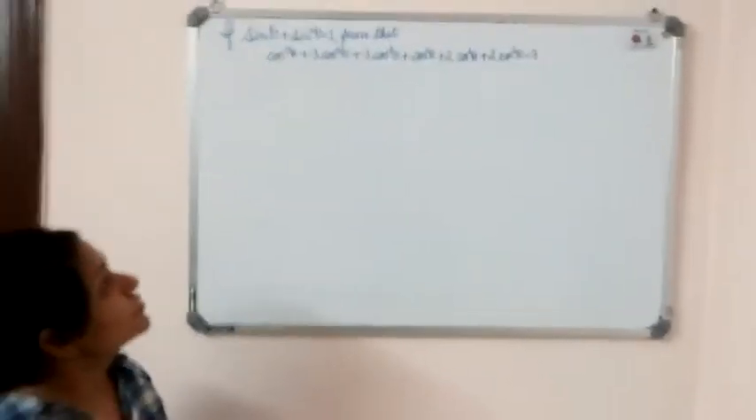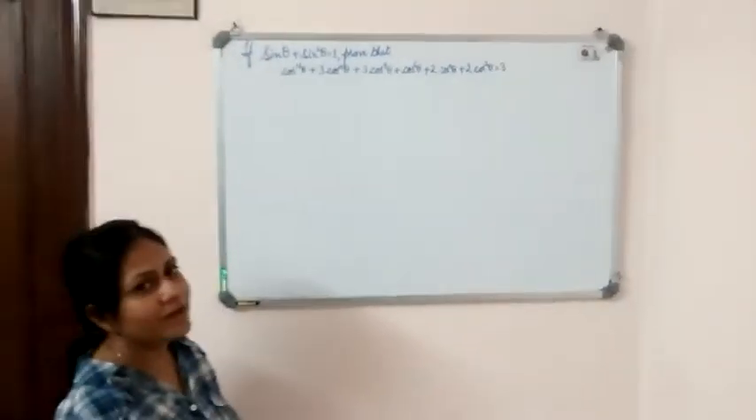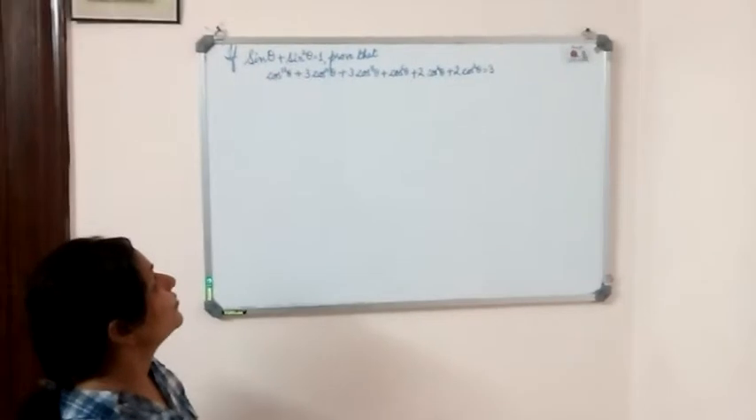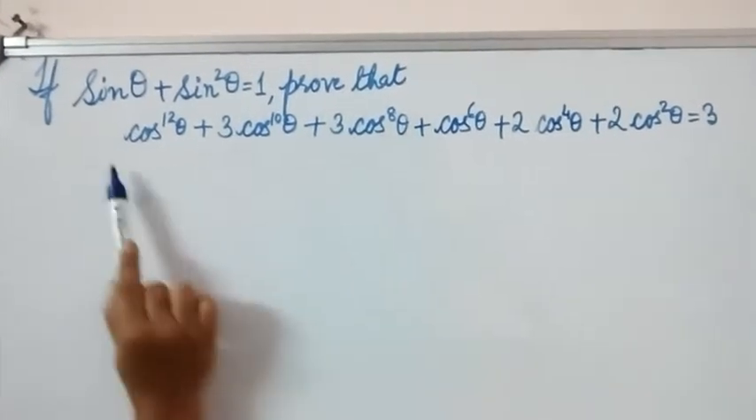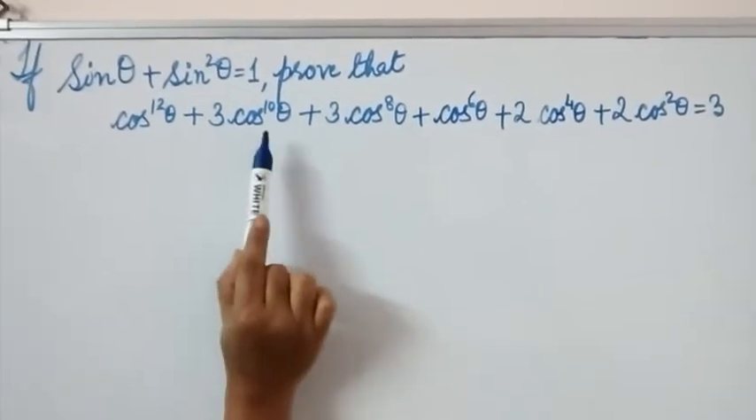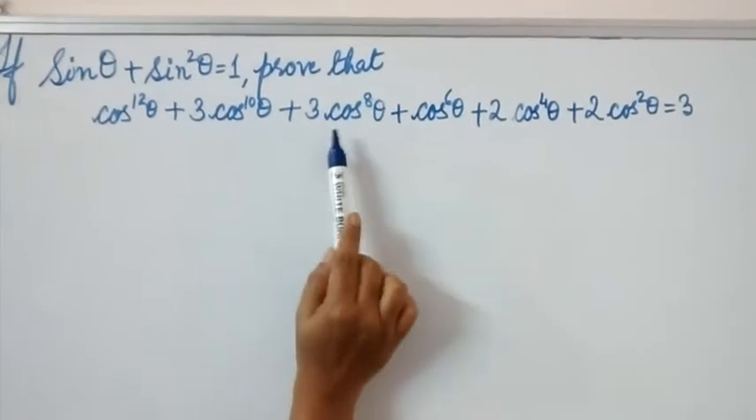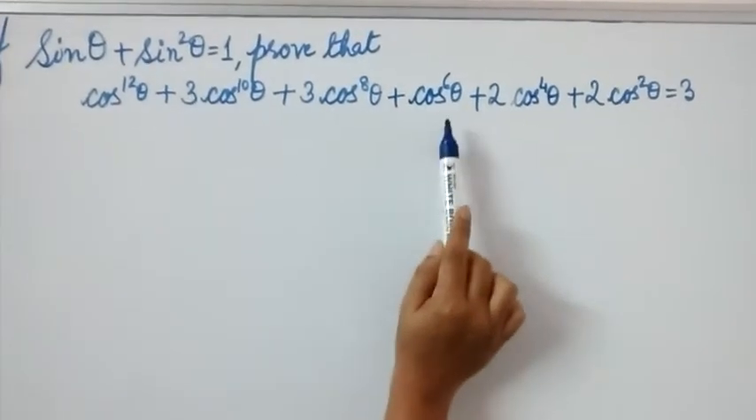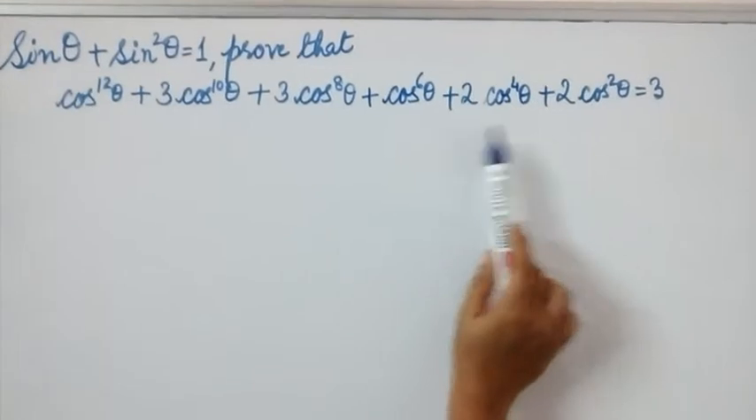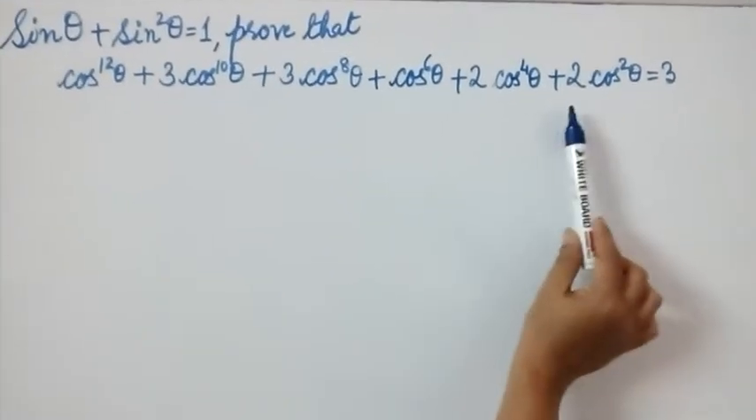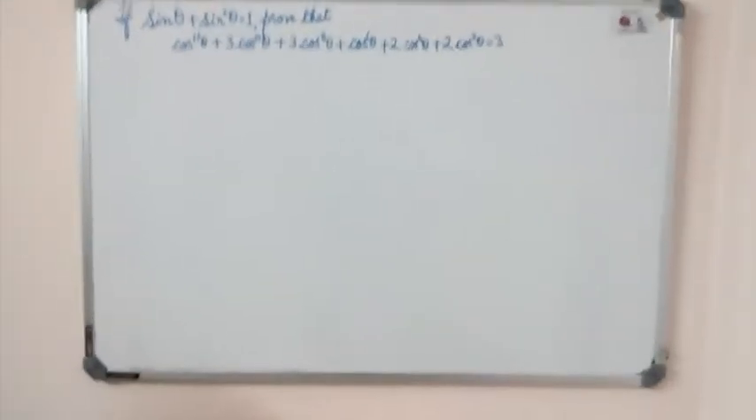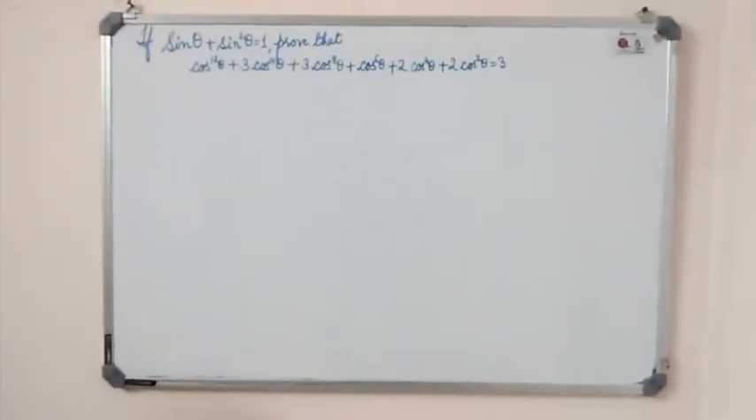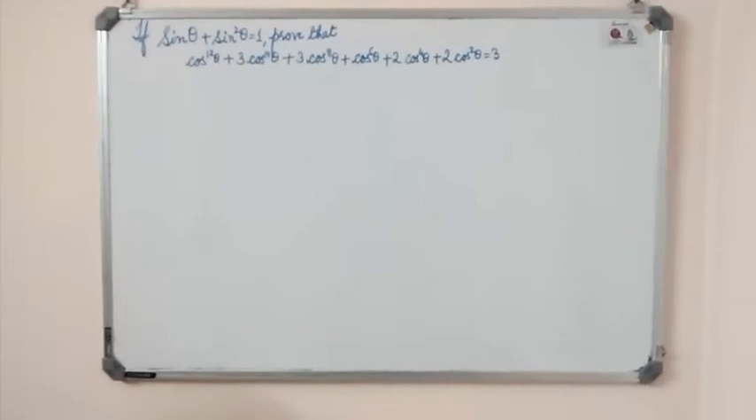Well, today we are going to solve a problem based on trigonometric identities, and here we have the question: if sine theta plus sine square theta is equal to 1, then we have to prove that cos to the power 12 theta plus 3 cos to the power 10 theta plus 3 cos to the power 8 theta plus cos to the power 6 theta plus 2 cos to the power 4 theta plus 2 cos square theta is equal to 3. So the question is appearing quite horrible, but the solution will be very small. Let's check it out.